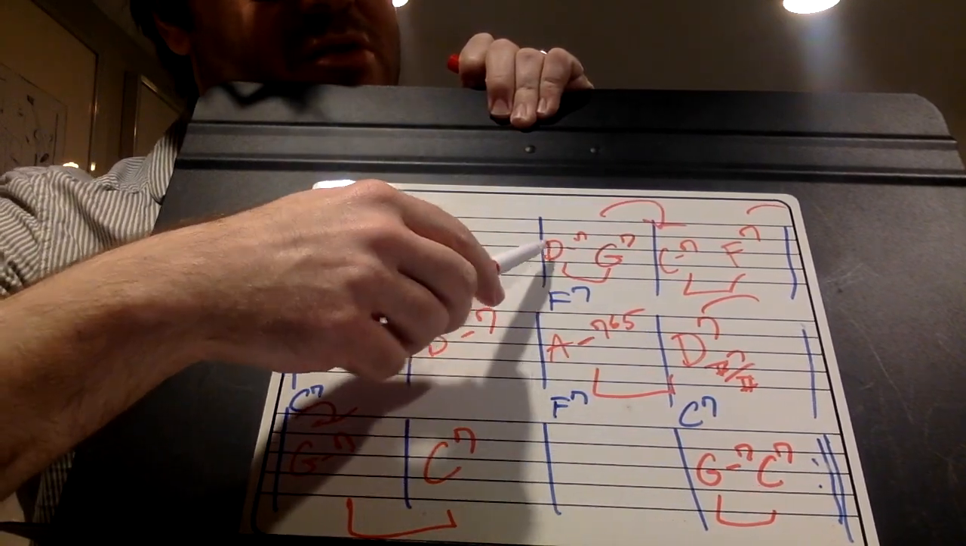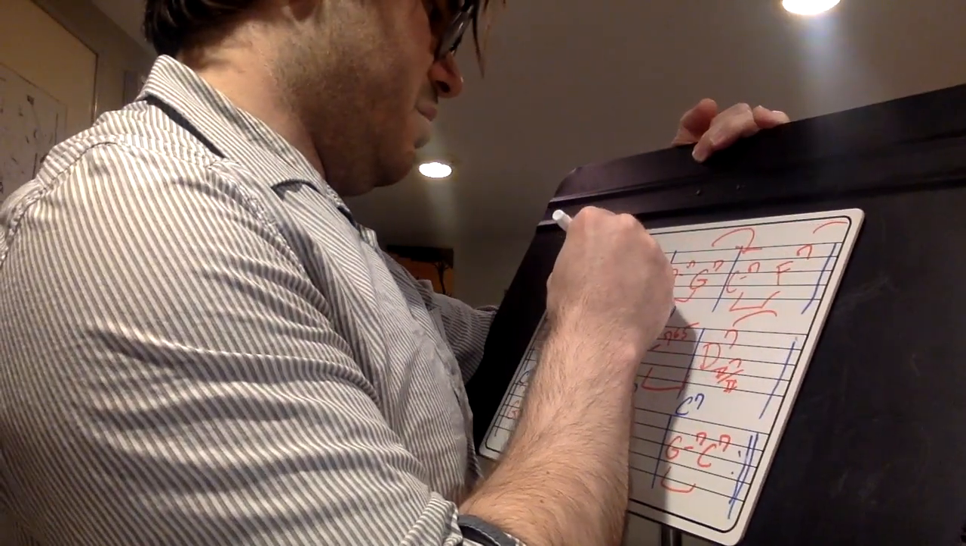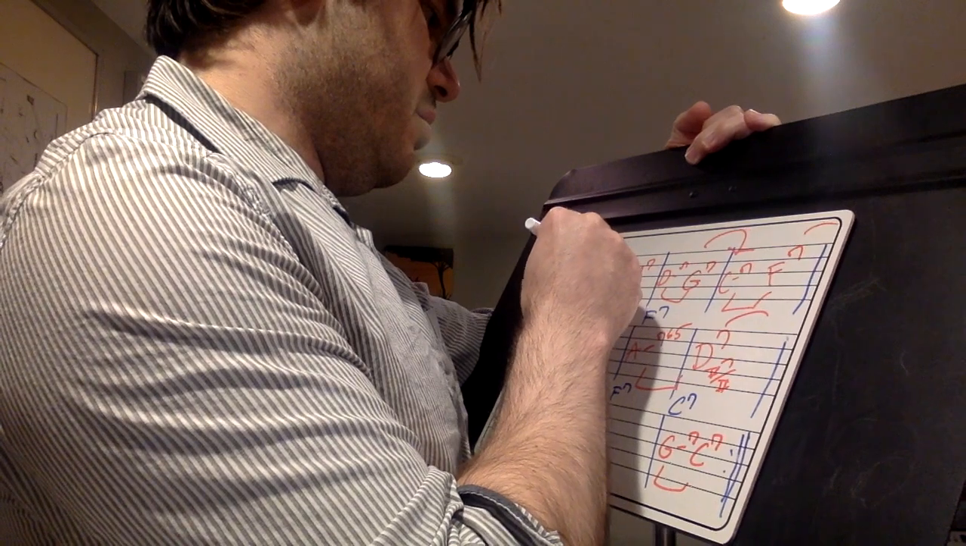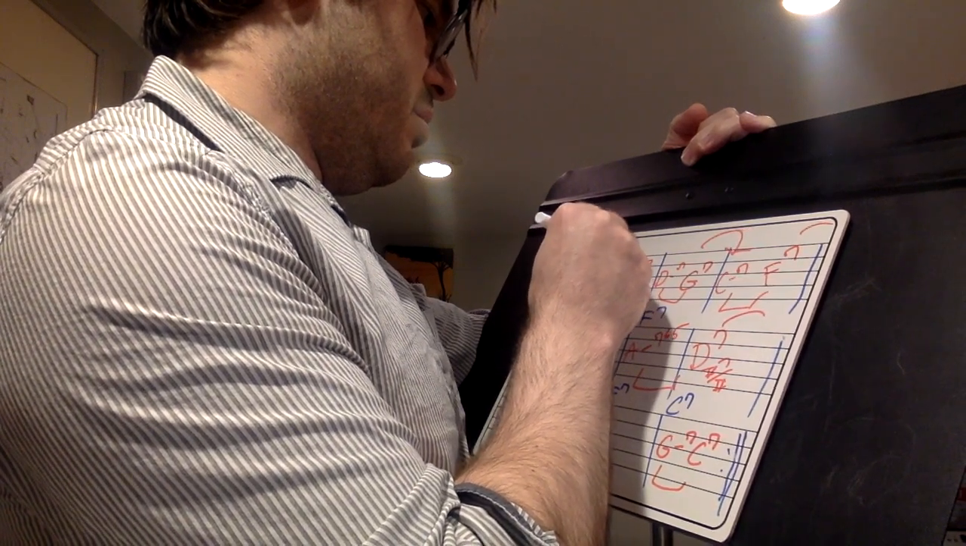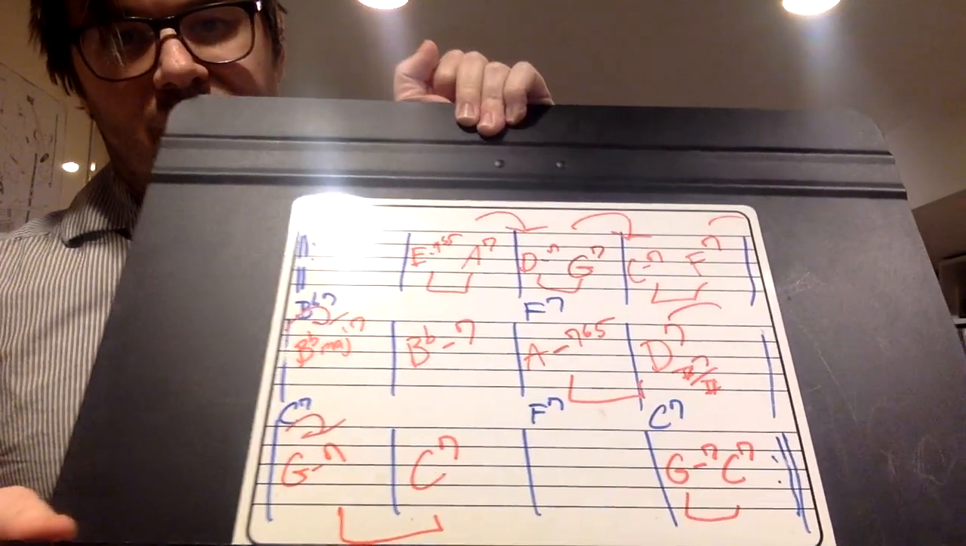And see this D minor chord? What's a perfect fifth above that? That's A. See what I did here?